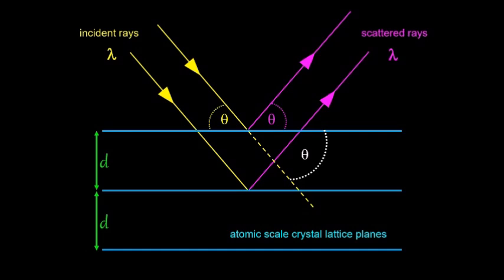Incident waves, shown in yellow color, impinge upon the crystal atomic planes at an incident angle theta. The scattered waves, shown in fuchsia color, are generated following the geometry of specular reflection, that is to say, the scattering angle is theta as well.